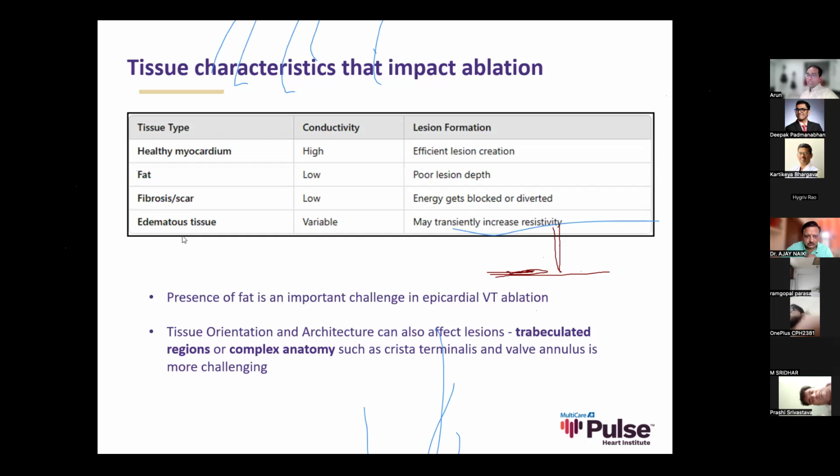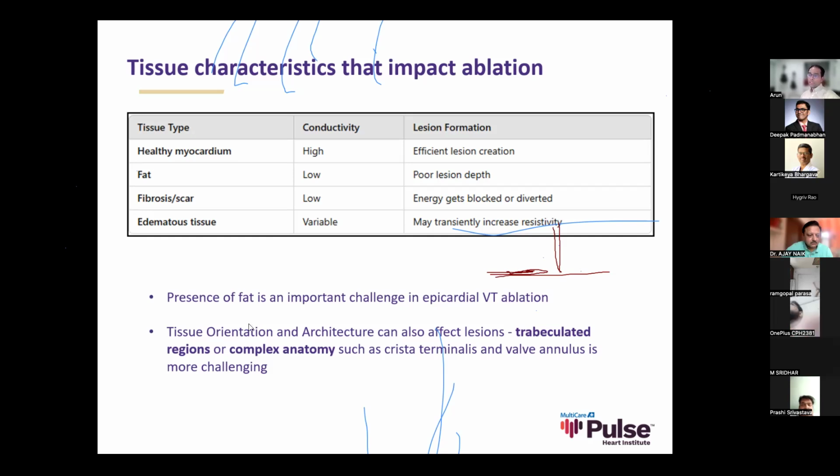The same thing happens with edematous tissue. You would think that when you have edema, there is more water in that area and it can lead to better conduction, but that is not usually the case. Acute edema can lead to very high impedance and very high resistivity, and lesion formation becomes very difficult when you have too much edema. Presence of fat is a big factor in epicardial VT ablations. You can't get a good lesion because of fat.